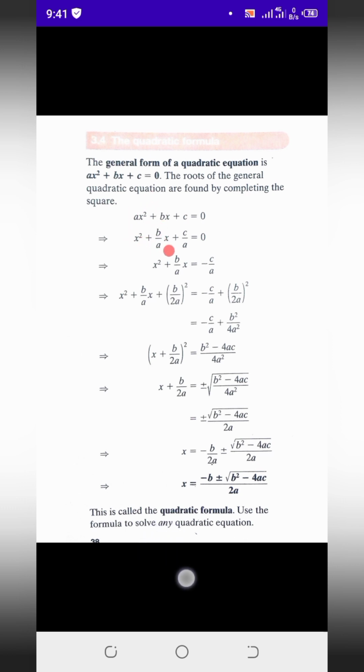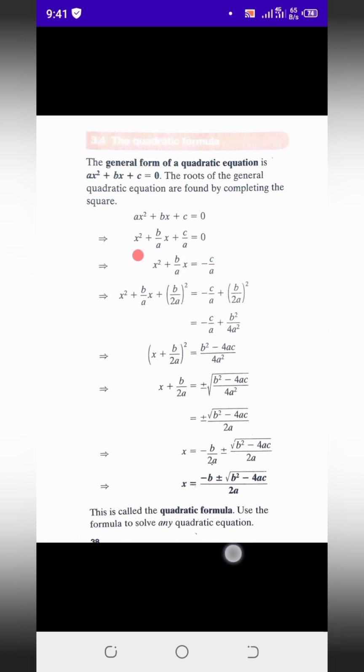So you divide bx by a and c by a. You have bx over a and c over a is equal to 0 over a, giving us 0. So the next thing, you now shift the constant. The constant term here is a term without x, that's c over a, to the other side. That's going to give us minus c over a.